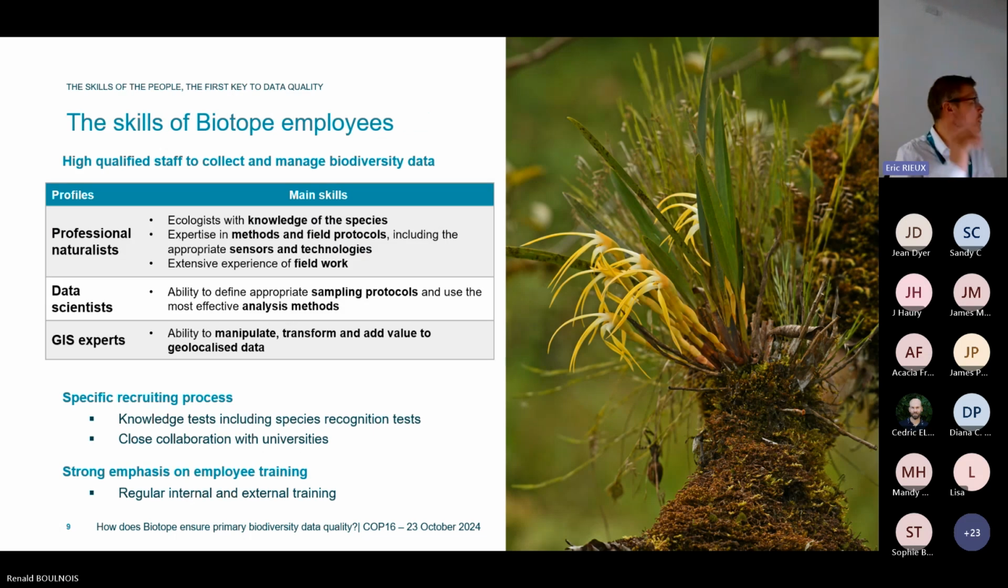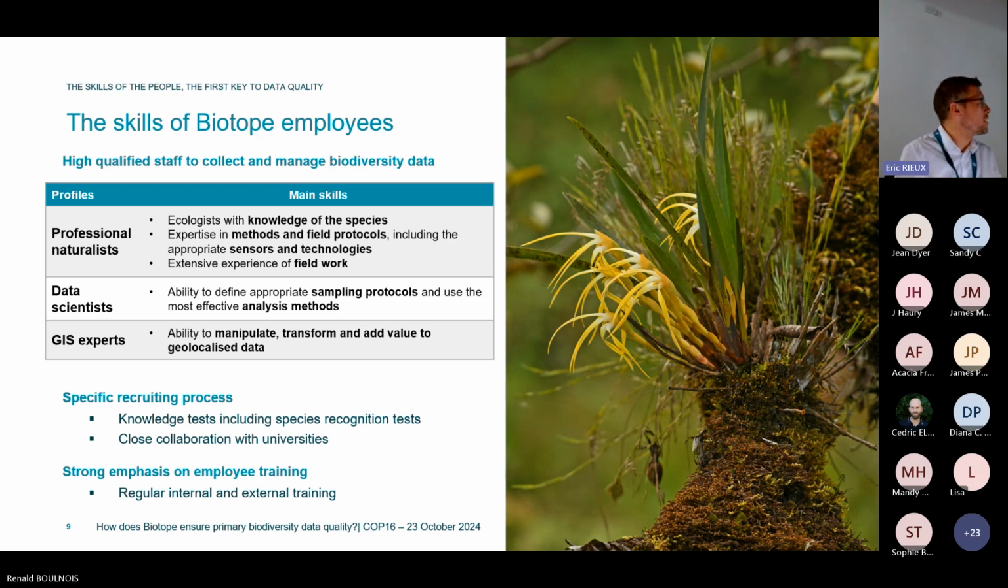So the skills of BIOTOPE employees: we have in-house highly qualified staff to collect and manage biodiversity data. It can be divided into 3 main categories: professional naturalists, ecologists with knowledge of the species. We have botanists, we have mammalogists, we have bat specialists, fish specialists, etc. Expertise in methods and field protocols, including the appropriate sensors and related technologies. And of course, an extensive experience of the field work.